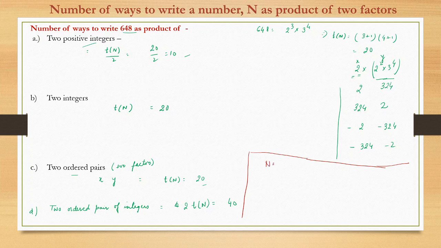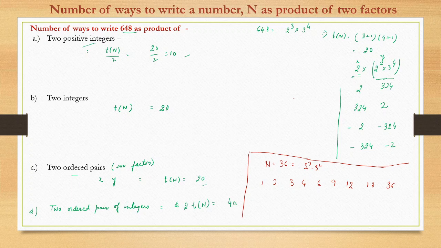So let's say n is equal to 36. So this becomes 2 square into 3 square. So what are the factors? 1, 2, 3, 4, 6, then again 9, 12, 18, and 36. So we have 1, 2, 3, 4, 5, 6, 7, 8, 9 factors. So certainly 9 by 2 cannot be answered because it will be a decimal.